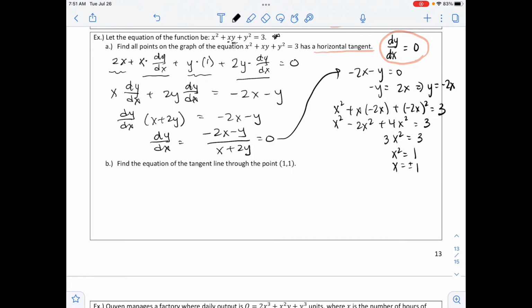And so we have now two ordered pairs. I have when x is equal to positive 1 and x is equal to negative 1. And so I need to find those y values. And we do know that our easiest equation here to look at is that y is equal to negative 2x. And so when x is equal to positive 1, y is going to be equal to negative 2. And when x is equal to negative 1, times negative 2 would be y is equal to positive 2. So the 2 points, because it does ask for points in this problem, are going to be at 1 comma negative 2 and negative 1 comma positive 2.